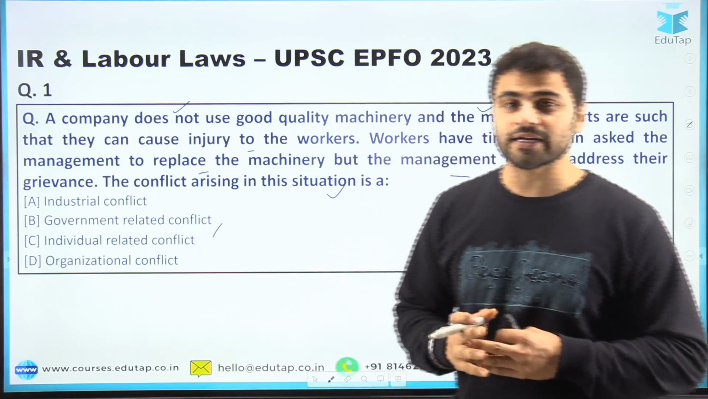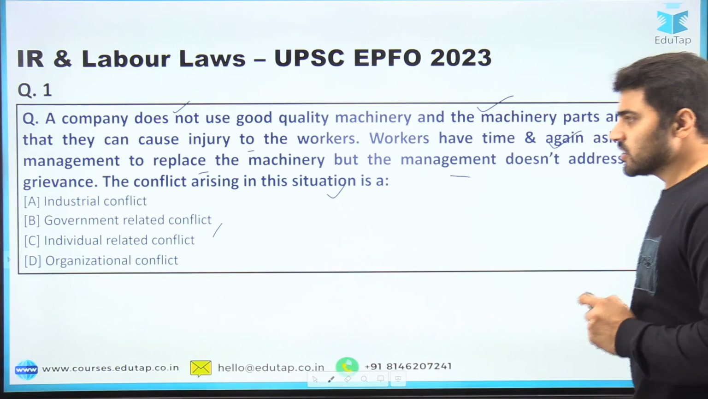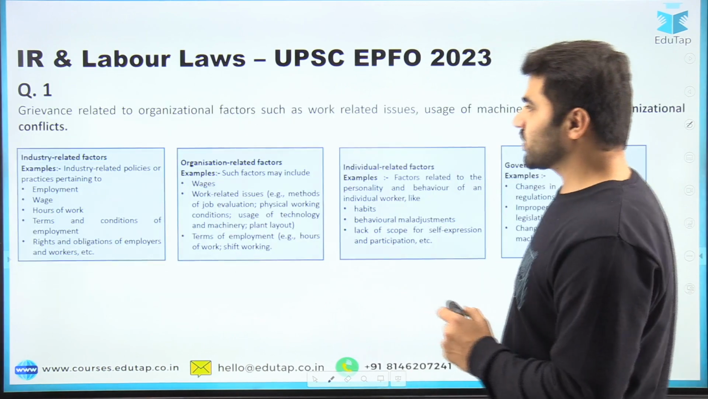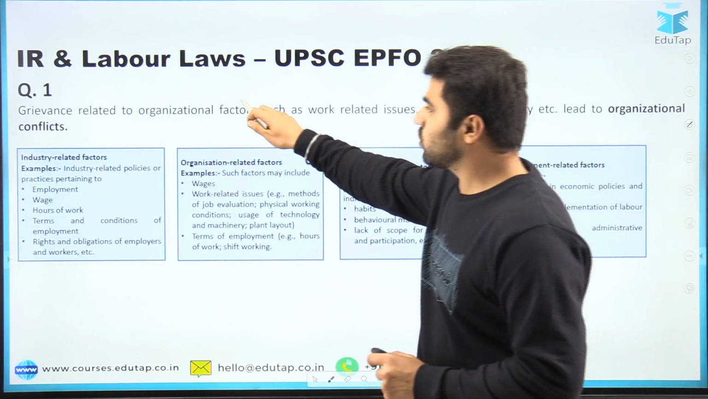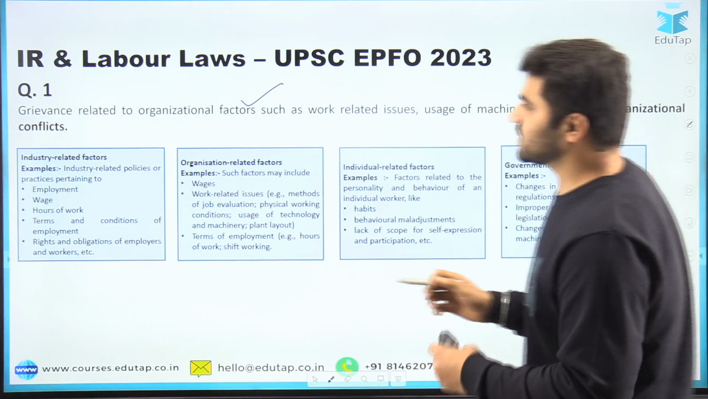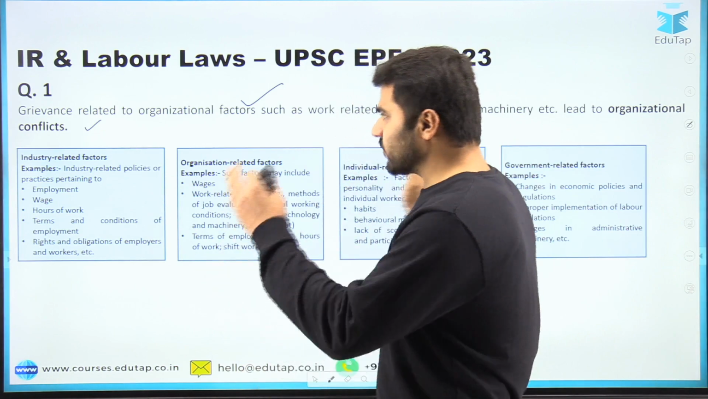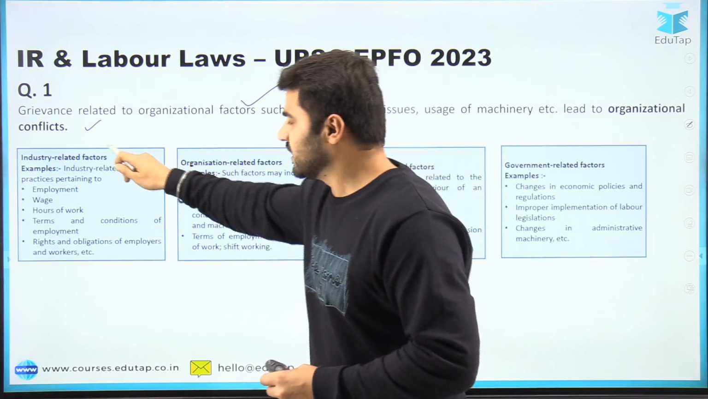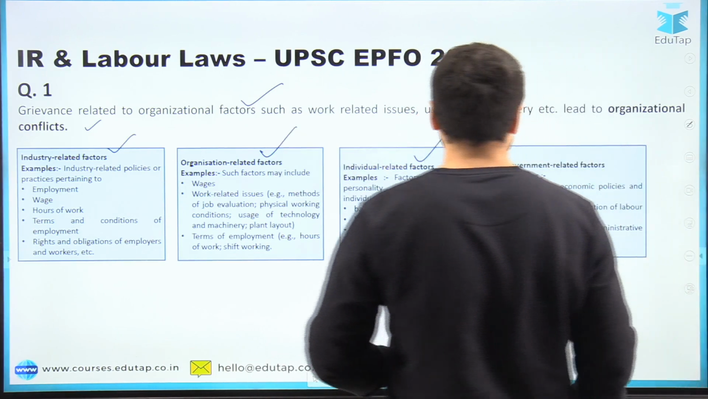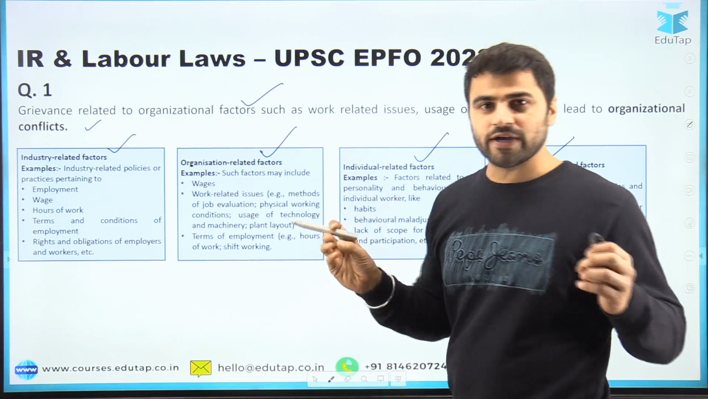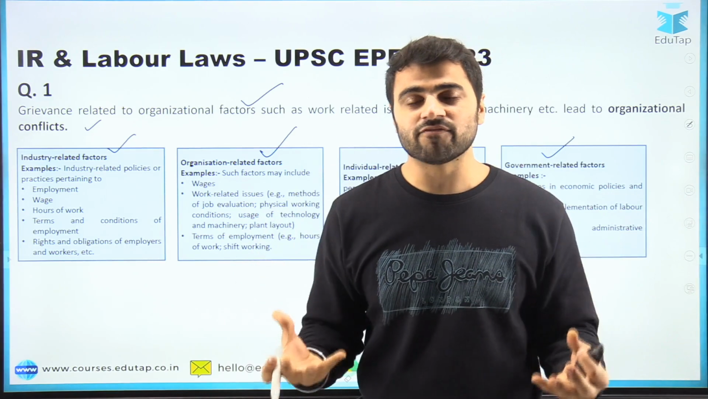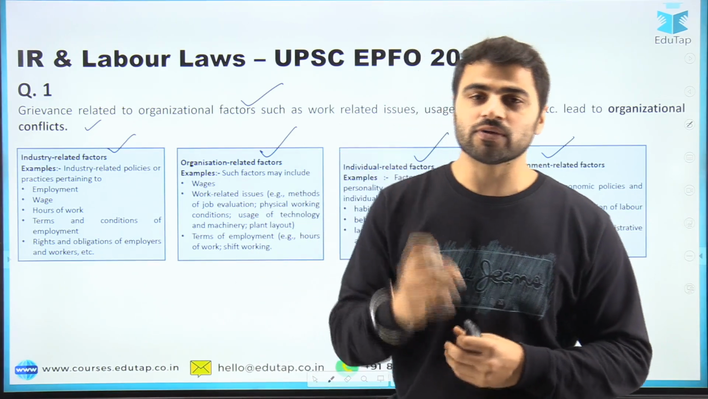So which of the following is the correct option, guys? Do let me know. The correct answer is option D, that is, organizational conflict. Here you can read the explanation. Grievances related to organizational factors such as work related issues, usage of machinery, etc. lead to organizational conflicts. Here we have discussed different kinds of conflicts: industry related factors, organization related factors, individual related factors, and government related factors. We have provided an elaborated explanation where you can evaluate some additional information which will definitely be helpful for your examination.